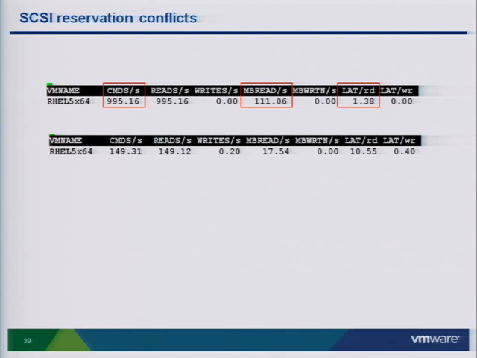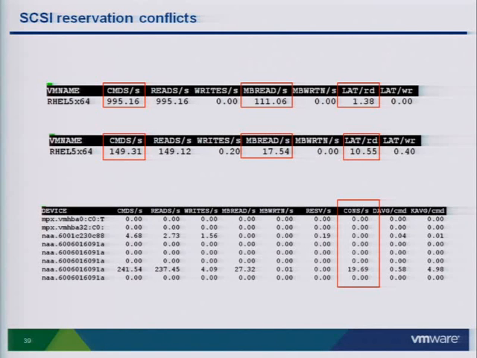Now, suddenly the IOPS drops, the throughput drops. How do you know this throughput drop is because of a storage array problem and not because the VM itself is not issuing the IO? How do you differentiate it? The way you differentiate is by looking at the latency numbers. Previously it was doing a lot of IOs with very little latency. Now suddenly the latency has jumped to 10.55 milliseconds. The reason for that is SCSI reservation conflicts.